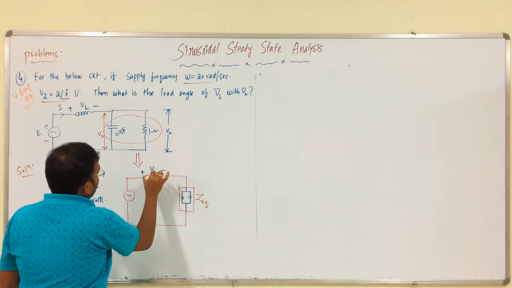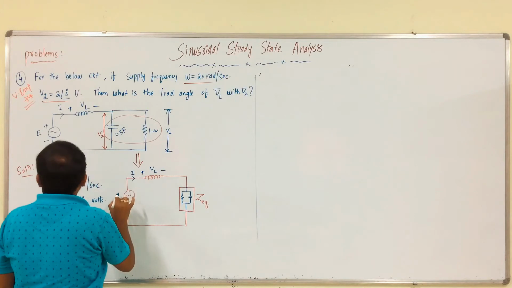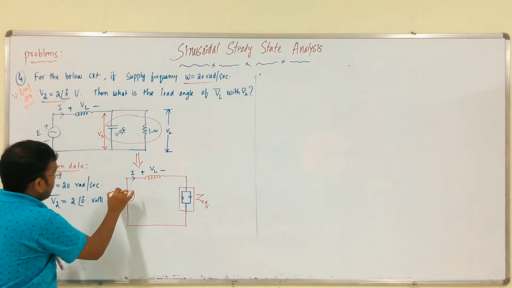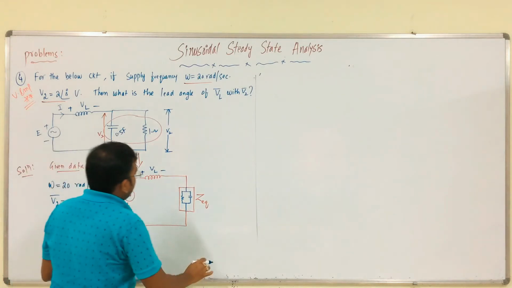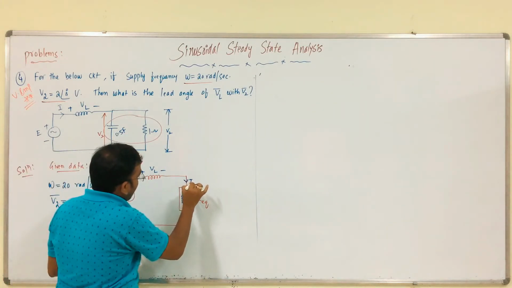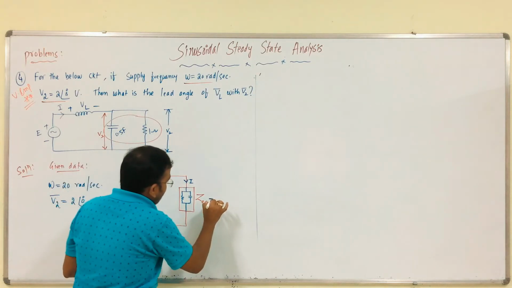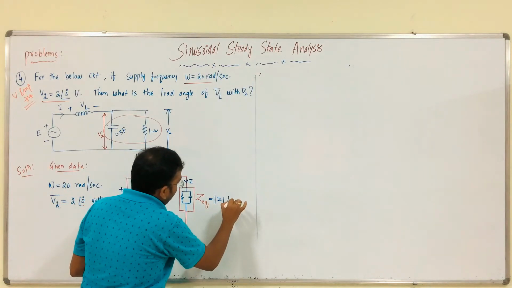We have plus minus VL, we have the current and we have the supply voltage E. See, the current through this branch is I. In a series circuit the current is the same. So, which is nothing but what? Mod Z at an angle phi.